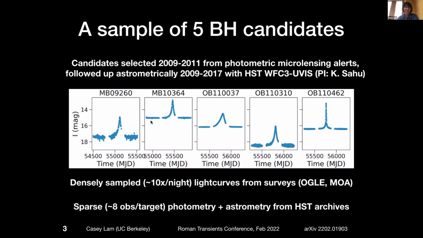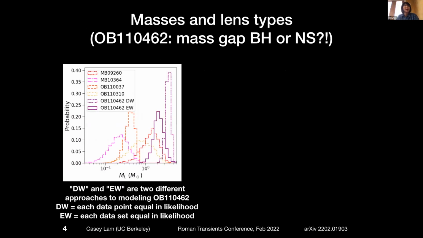But the important thing is that it's the combination of the photometry and the astrometry that lets you measure lens masses, so that's what we did. We jointly modeled the photometry and astrometry for these 5 black hole candidates and derived their masses, shown on this figure. This is the mass of the lens for these different targets and the probability. You might notice there are 6 different contours when I said there are only 5 targets. That's because this particular target, OB110462, gives 2 different lens masses depending on how you model it.